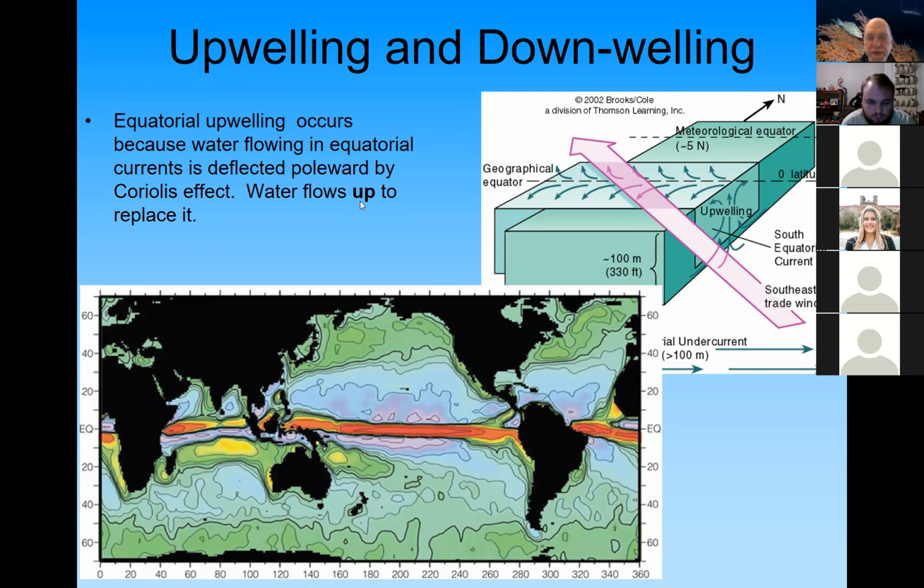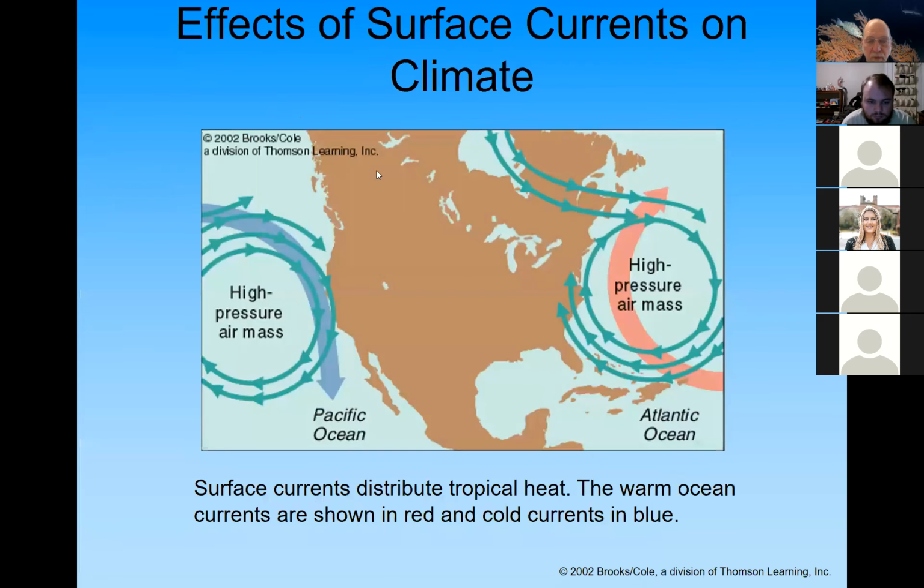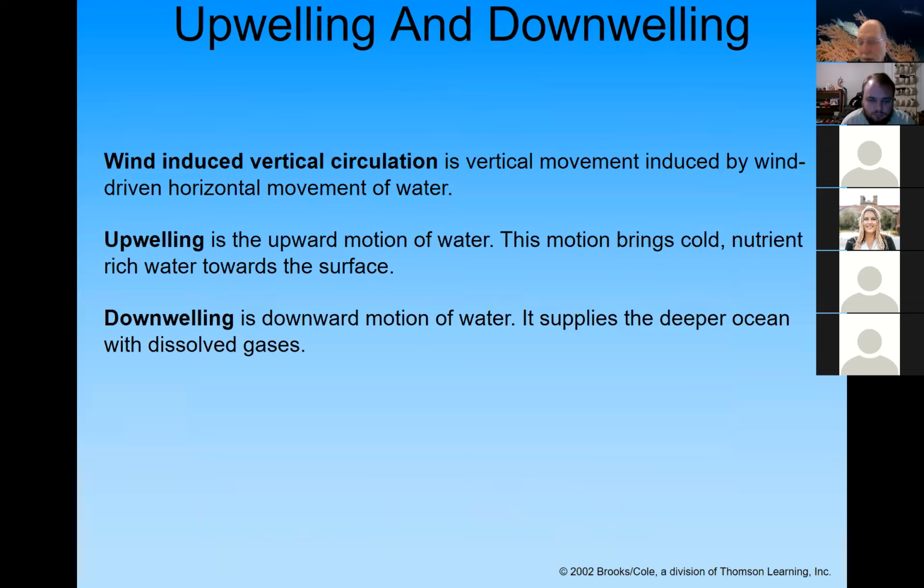Probably receiving more attention, or that you may have come across more, are examples of coastal upwelling and downwelling. So upwelling is wind-induced vertical circulation. Upwelling is upward motion of water. Downwelling is downward motion of water. And upwelling is important because it brings cold, nutrient-rich water to the surface. And downwelling is important because it supplies the deeper ocean with dissolved gases, particularly oxygen.